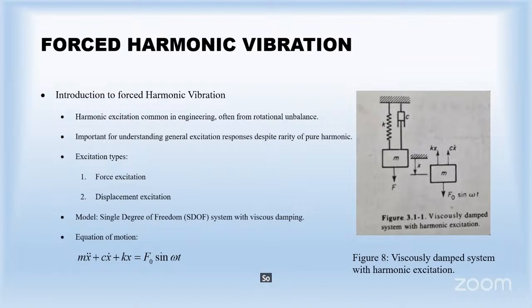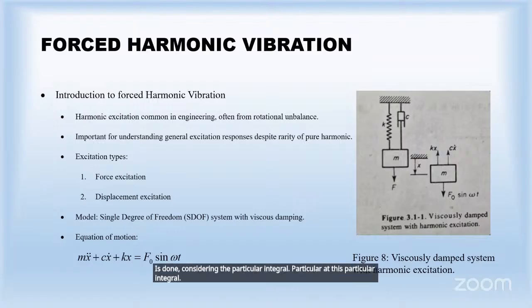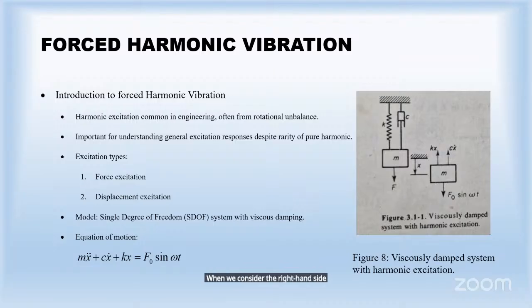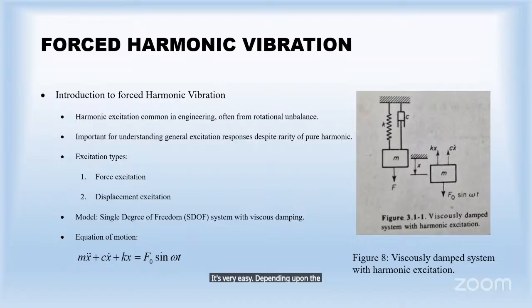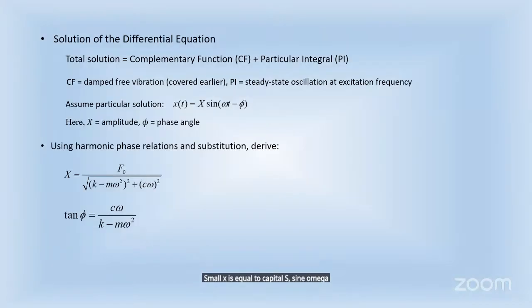So coming to the forced vibration. Forced vibration of the systems is done considering the particular integral, when we consider the right hand side f(t). So if f(t) is a harmonic sine or cosine function, the solution of the forced harmonic equation is very easy. Depending upon the excitation, we can consider a response pattern: x equals capital X sine omega t minus phi, where capital X is the amplitude of vibration and phi is the phase angle.